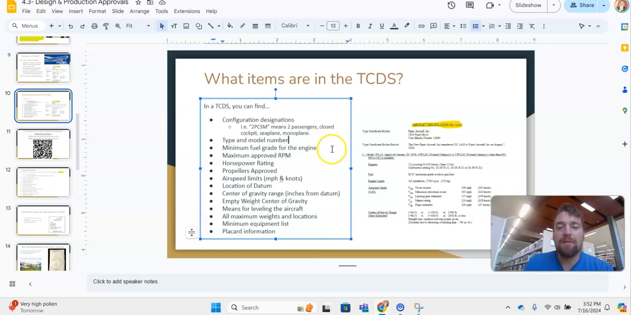It includes type and model number, minimum fuel grade, maximum approved RPM and horsepower, what kind of propellers are approved, airspeed limits, location of datum, center of gravity range. If you don't know what center of gravity is, that's okay. In a later unit, you're going to learn about weight and balance, and you'll know everything you need to know at that point. For now, all you need to know is just that it is there, not necessarily what it is. Just know that it has to do with the balance of the airplane. Leveling the aircraft, maximum weights, equipment list, sometimes, especially on the older aircraft, and placard information.